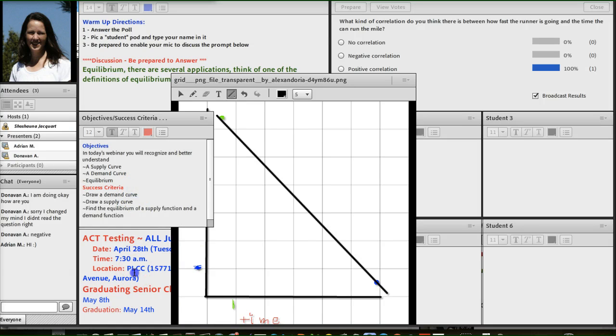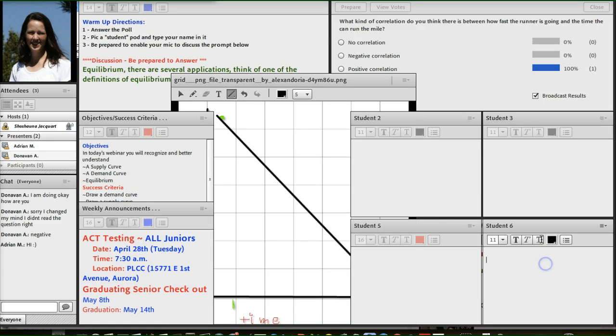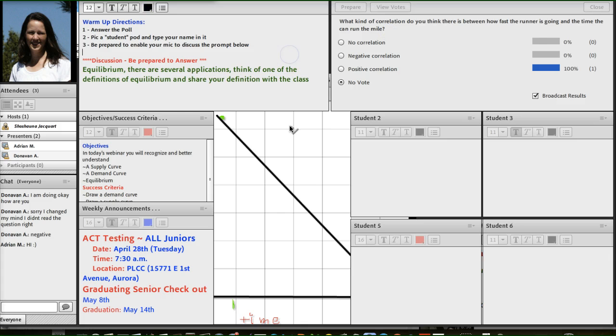Cool. So let's go to our question of the day. Equilibrium. There are several applications or several definitions. If I were to say equilibrium, what does that trigger in your mind? And then we're going to go about it in the financial world. But what does equilibrium mean in your mind? And we're not going to say right or wrong answers.